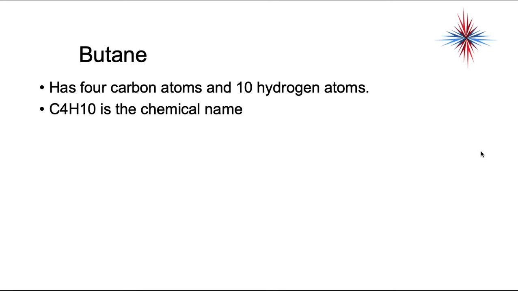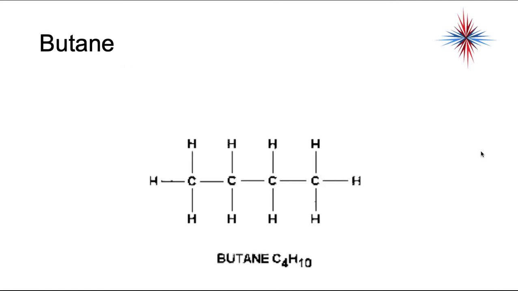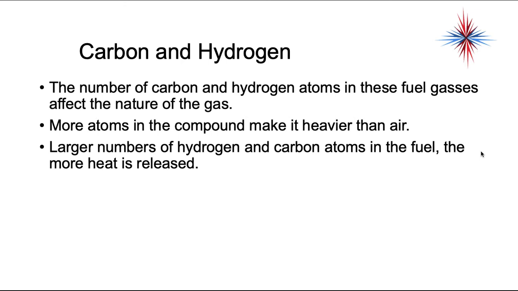Butane has 4 carbon atoms and 10 hydrogen atoms. C4H10 is the chemical name. And that's how butane appears. Now, the larger number of carbon atoms, the more heat content is in the gas. Okay? The number of carbon and hydrogen atoms in these fuel gases affect the nature of the gas.